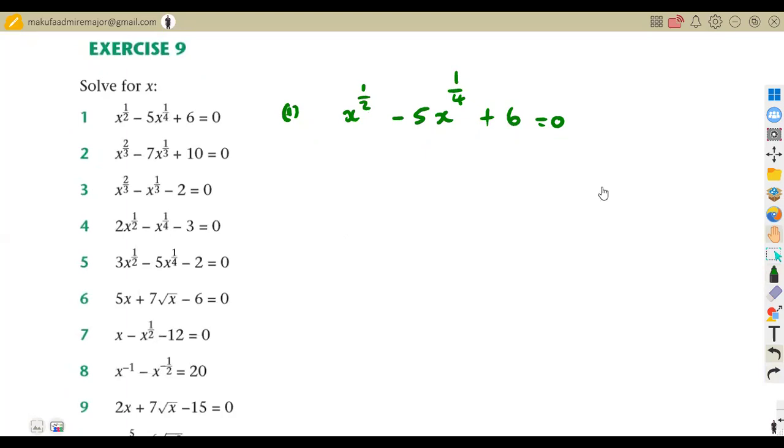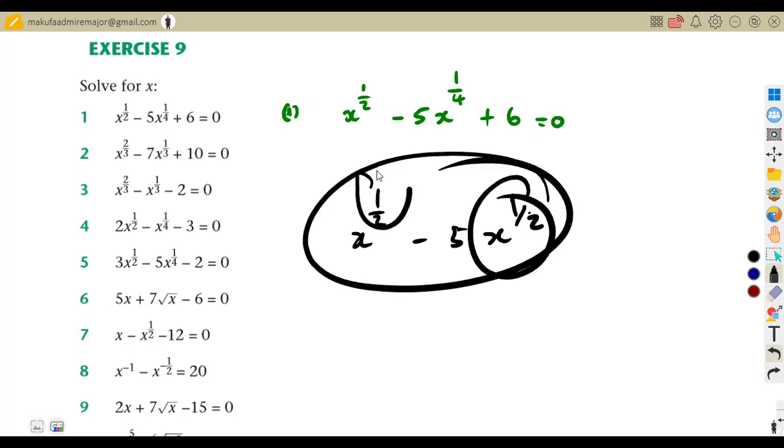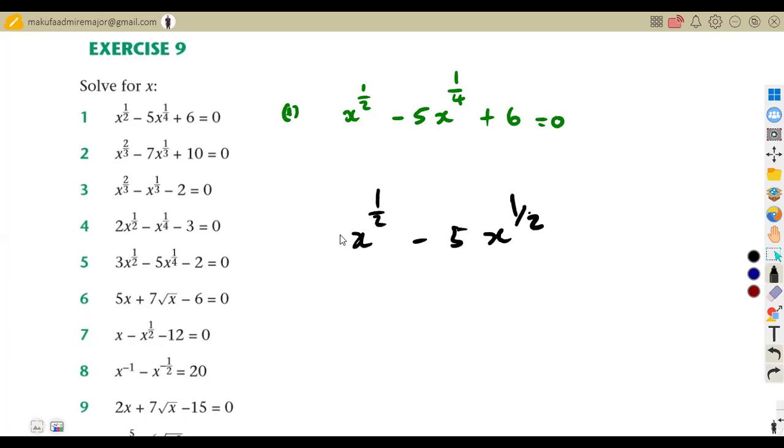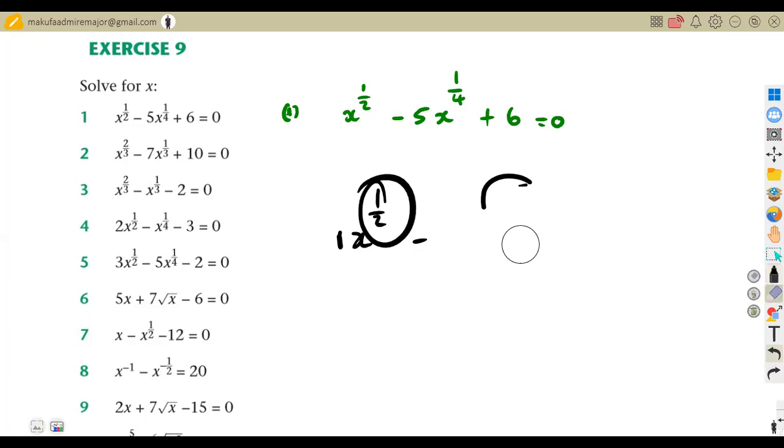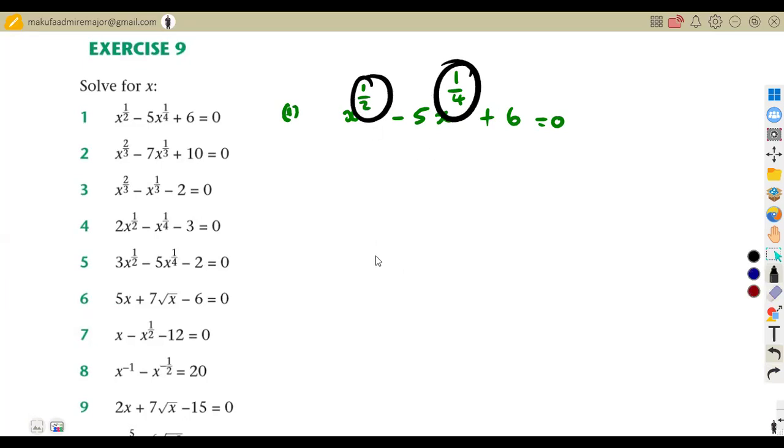All right, the first thing we have to note that is different from our previous class is that the exponents here are different. So there is no way we can combine these two to be a single term, because they are different exponents. If it was x to the exponent of a half minus 5x to the exponent of 1 over 2, we would combine them because they have the same exponents. They're like terms you can factor out, like what we did in the previous case. But it's different this time because the exponents are no longer the same. This is 1 over 2. This is 1 over 4.